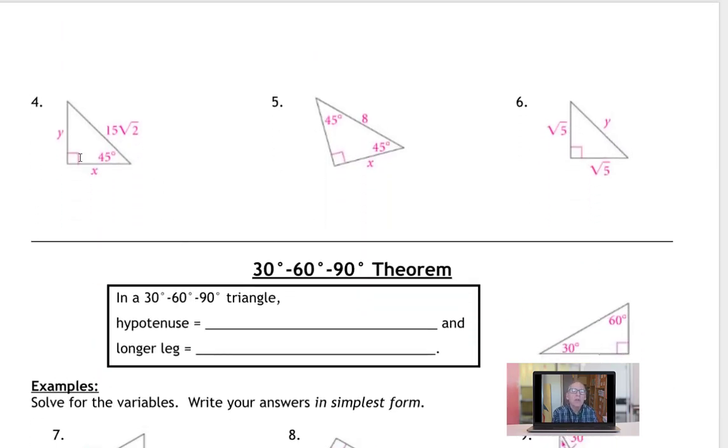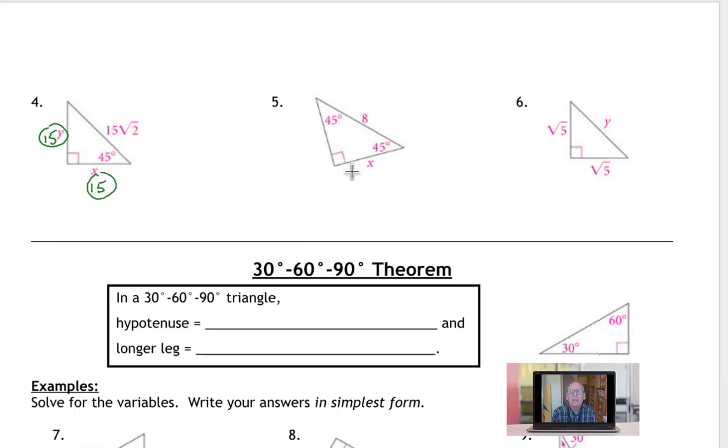Looking at number 3, we have the hypotenuse. It's 45, 45, 90. The hypotenuse is 15 times root 2. The short side times root 2 makes the hypotenuse length. So the x must have been 15, and because it's isosceles right, the y must also be 15.